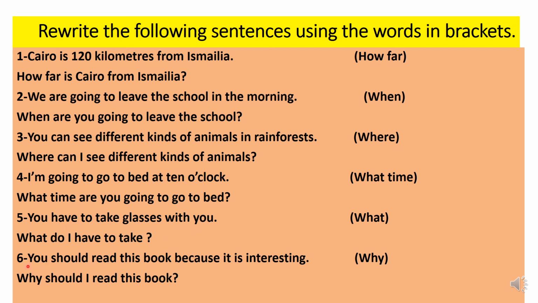Number 6. You should read this book because it's interesting. Make a question with why. I have the auxiliary verb should. You change it to I. Why should I read this book? Because it's interesting.